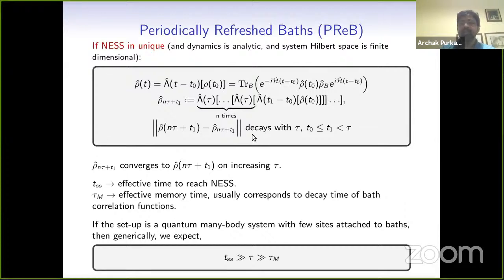Now I have a feeling that even in certain classes of cases where you do not have a unique steady state, you might still get away with this, but I'm not sure, and that needs to be explored. Okay. All right. Thank you.